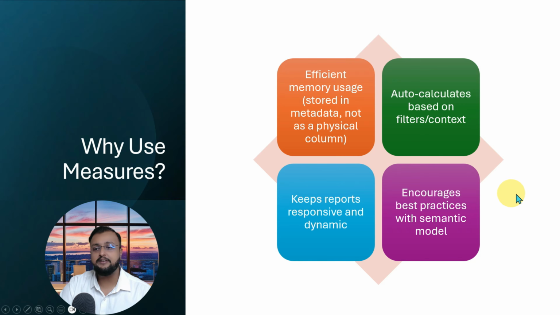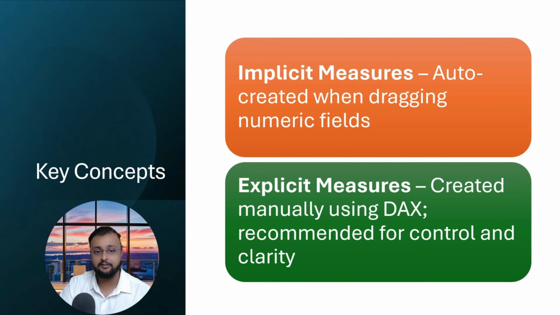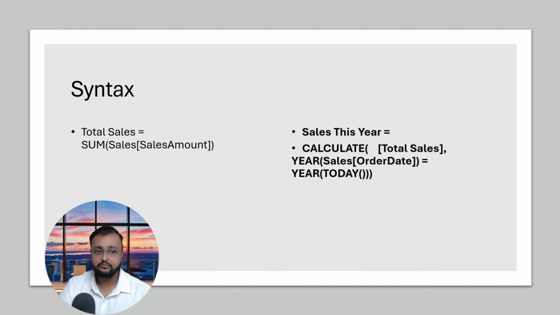Alright, now let me talk about some examples of measures and what the syntax is for that particular one. Generally, if you want to write any particular measure, the very first thing is the simple syntax: you need to provide the name of the measure first.